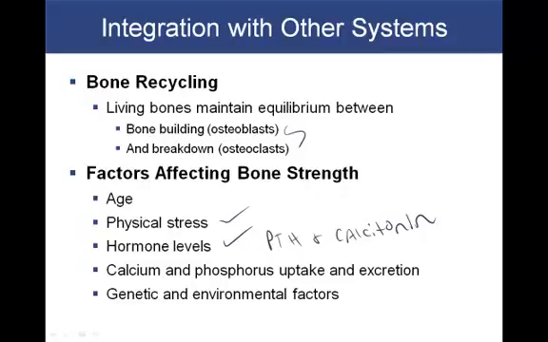Calcium and phosphorus uptake can be an issue. We linked this to vitamin D3 and ultraviolet radiation. There are other things that can deter calcium and phosphorus uptake. And of course, there are always genetic and environmental factors that affect bone strength.